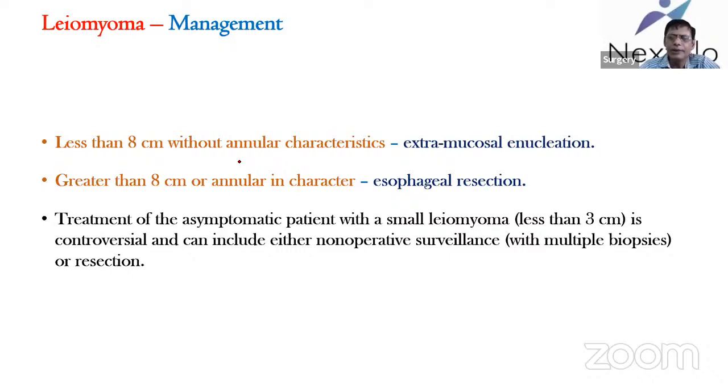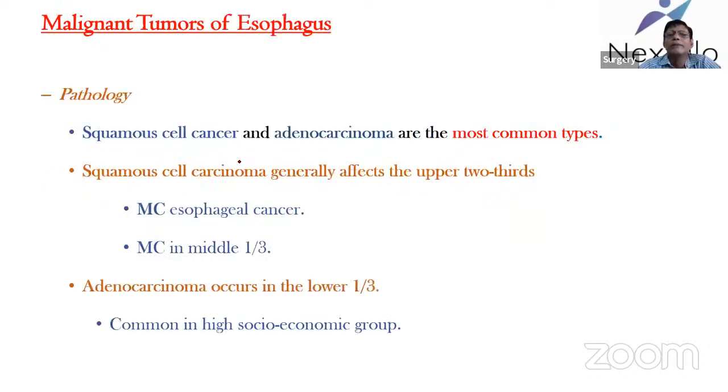Okay. Now, the malignant tumors of the esophagus, just as I told you, there are two major variants, the squamous cell cancer and the adenocarcinoma. They are the two common tumors of the esophagus. The most common tumor of the esophagus is squamous cell cancer.